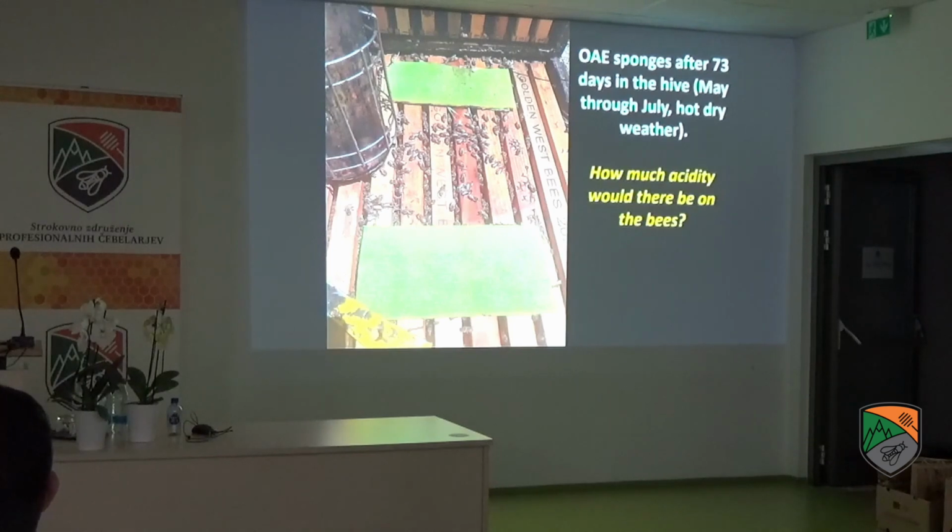So here's the colony. These sponges still look moist. They still tasted of acid to me. So we know that these bees have been continuously exposed in warm and hot weather during the summer for 73 days straight. Let's see if the residues, if we've acidified the hive or not.